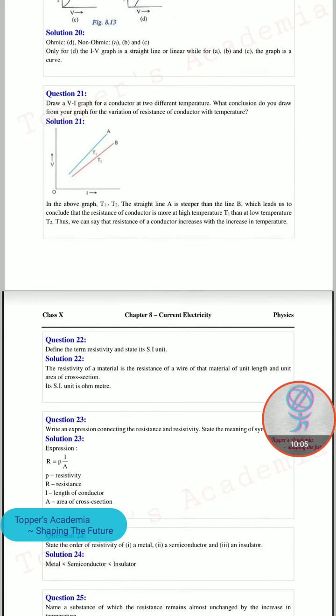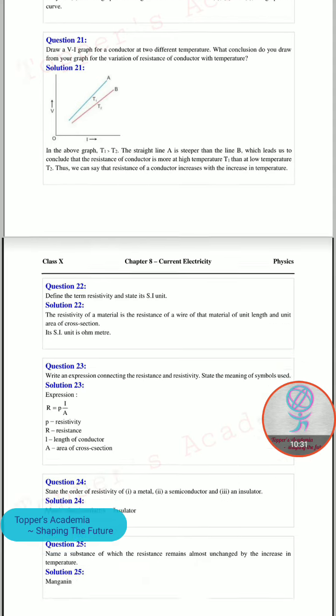Question 21. Draw the VI curve for a conductor at two different temperatures. What conclusion do you draw from the graph for the variation of resistance of a conductor with temperature? So we will draw the diagram for T1 and T2. In T1 the straight line is steeper than the straight line for T2, which leads to the conclusion that the resistance of a conductor is more at higher temperature than at lower temperature. Thus we can say the resistance of the conductor increases with increase in temperature.